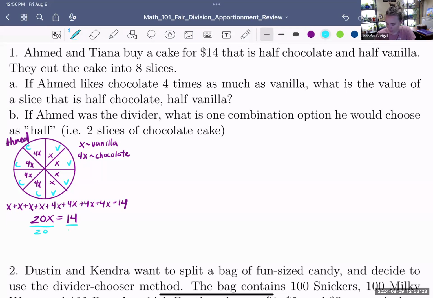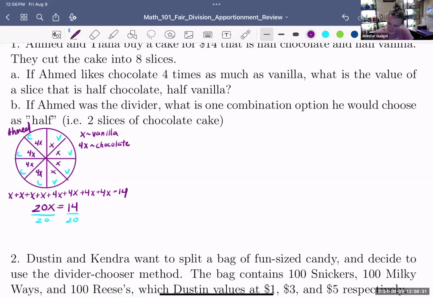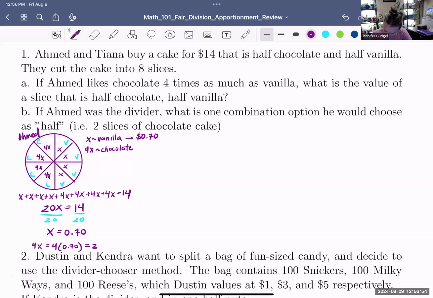And then we need to solve for X. We're going to divide both sides by 20 there. And X is going to equal 70 cents, 0.70. So 1 vanilla slice is worth 70 cents. And if I multiply that by 4, that's going to equal $2.80. I multiplied it by 4 to remind us that the chocolate slices were 4x. So each of those slices is worth $2.80.